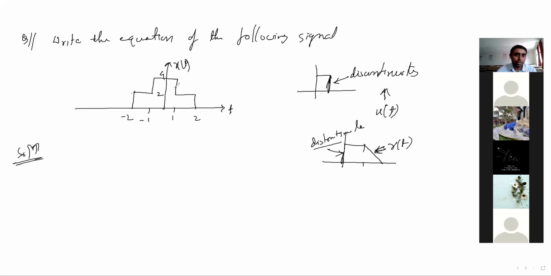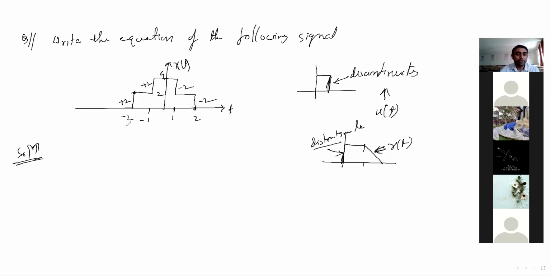So here you can say 1, 2, 3, 4: four discontinuities are there, but there is no ramp like signal. So to represent this signal there will be no ramp signal, only unit step signals. To write the equation, first you have to make the transitions. Here the transition from 0 to 2, so plus 2. Then at minus 1 the transition is 2 to 4, so plus 2. At 1 the transition is 4 to 2, so minus 2. At 2 the transition is 2 to 0, so minus 2.